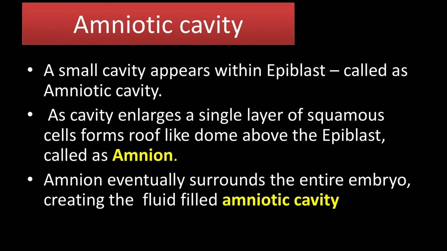Now, we come to the amniotic cavity. We have seen that the hypoblast cells and the epiblast cells were formed in the bilaminar germinal disc. Now, these epiblast cells will develop a small cavity and this cavity will be called our amniotic cavity. As this cavity enlarges, a single layer of squamous cells will form a dome-like roof above the epiblast, called the amnion. The amnion will eventually surround the entire embryo, creating the fluid-filled amniotic cavity.